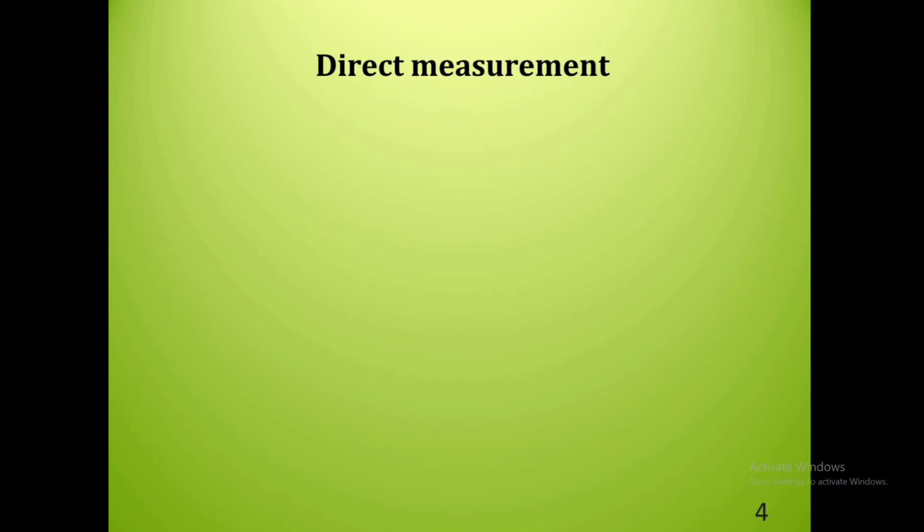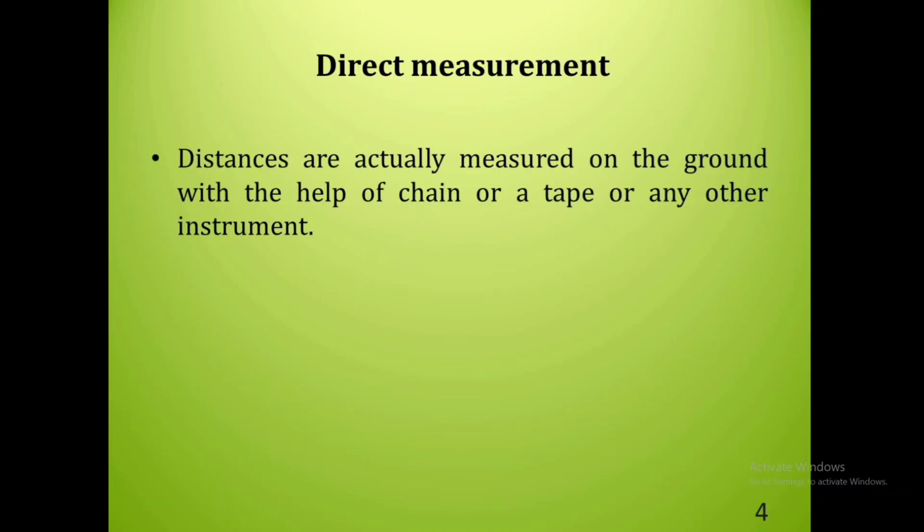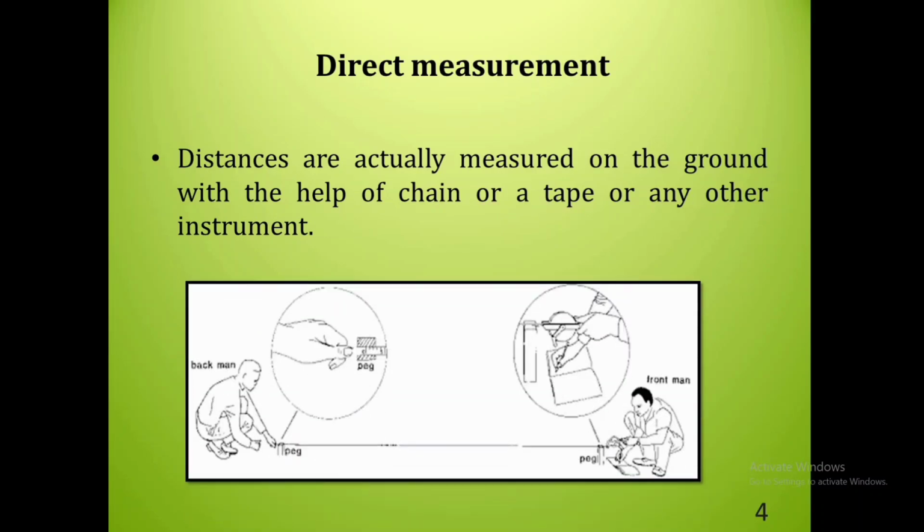The first one is direct measurement. Distances are actually measured on the ground with the help of chain or tape or any other instrument. In this figure, this is one short distance which is a straight one, and two people are measuring the distance. One is holding a tape, the other one is noting down the readings. So the measurement of distances using either chain or tape in this fashion is called direct measurement.